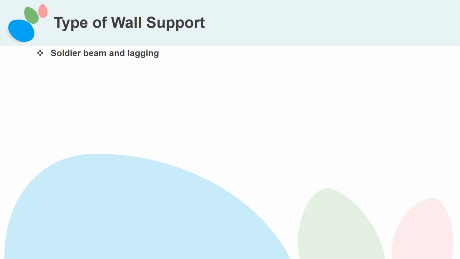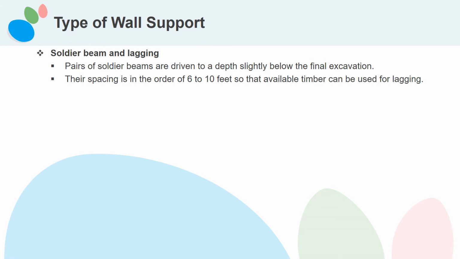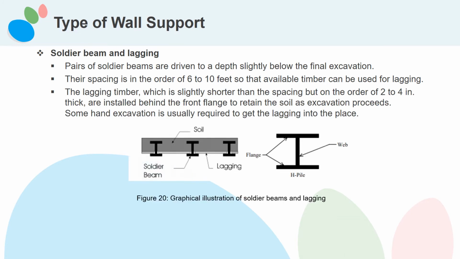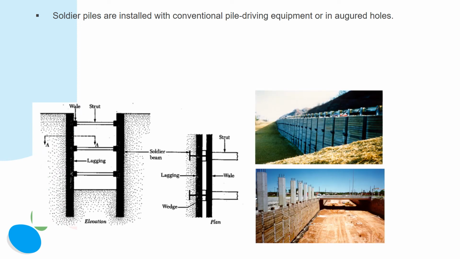Soldier beam and lagging. Pairs of soldier beams are driven to a depth slightly below the final excavation. Their spacing is in the order of 6 to 10 feet so that available timber can be used for lagging. The lagging timber, which is slightly shorter than the spacing but on the order of 2 to 4 inches thick, is installed behind the front flange to retain the soil as excavation proceeds. Some hand excavation is usually required to get the lagging into place, as shown in Figure 20. Soldier piles are installed with conventional pile driving equipment or in augered holes.